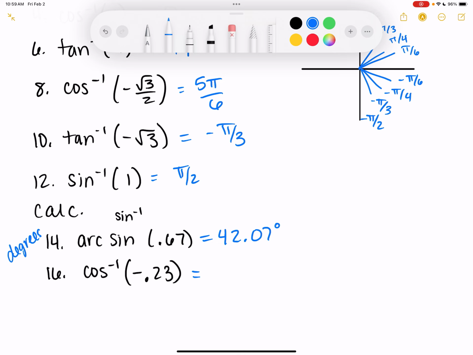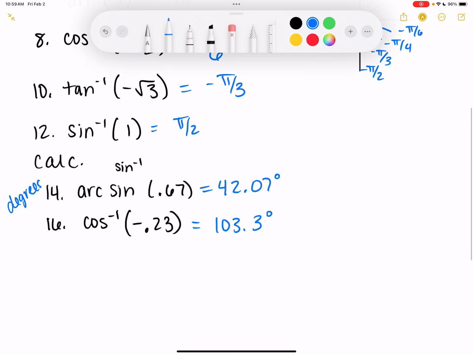193.30 degrees. I don't want to write 0. It's a rounding thing, that's why I said this. No, I know. That's why I was like, I'm just not going to write it.